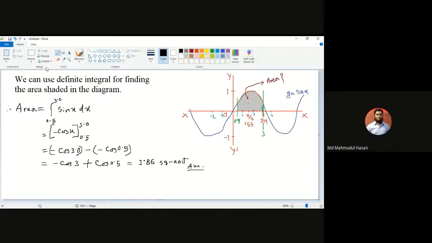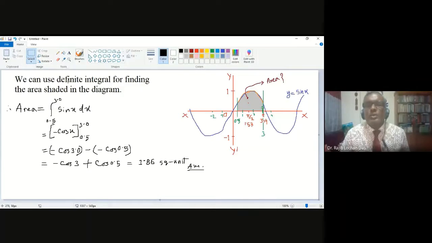Sir, all the values are given in the question picture. Yes, in the question, the value of x, lower range, upper range will be given. Otherwise, you cannot really solve this. Maybe this pi by 2, 1.57 is not given. This is not very important for this. Okay, it is for your understanding.